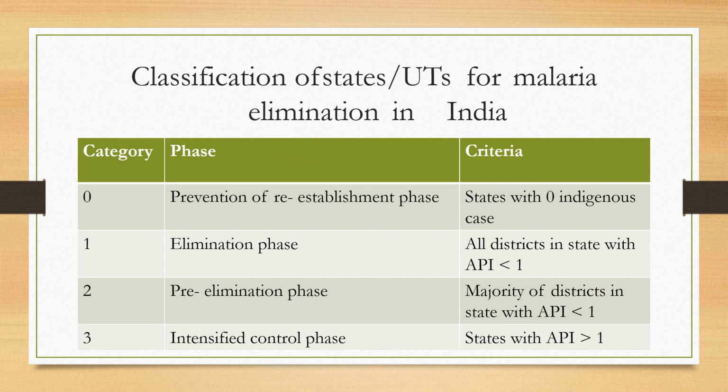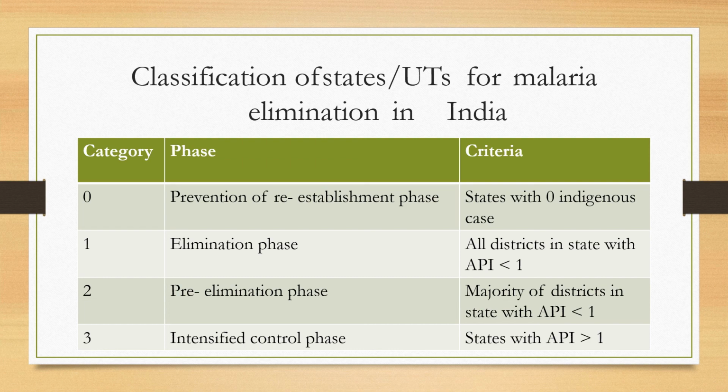Now, at present, we have classified the states. Remember, previously under the modified plan of operation, we had classified the areas with subcenter as the unit. Now here we are classifying the entire states based on elimination criteria into four categories. Which are these four categories? First is category 0. Category 0 is the prevention of re-establishment phase. We don't want malaria to establish again in that state.